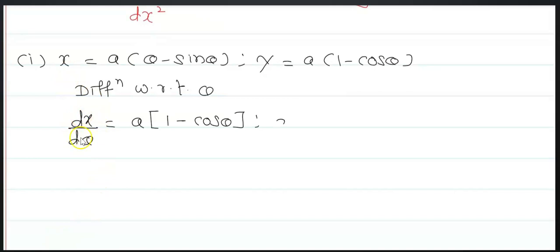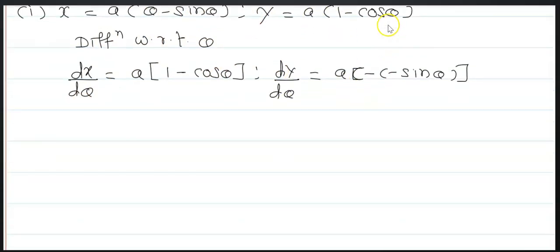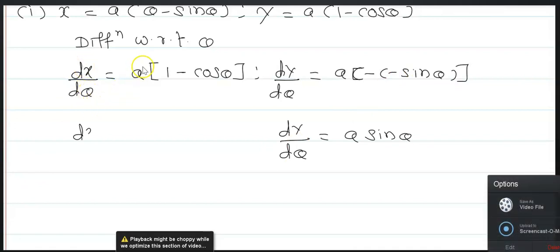Now differentiate this. dx upon d theta is equal to a, derivative of theta is 1, sin theta is cos theta. dy upon d theta is a, derivative of 1 is 0, and cos theta is minus sin theta. Minus minus will become plus. Therefore dx upon d theta is equal to a(1 minus cos theta), and dy upon d theta is equal to a sin theta.